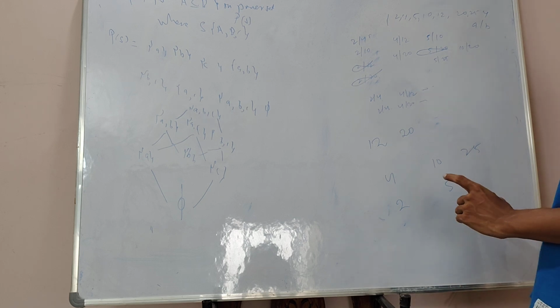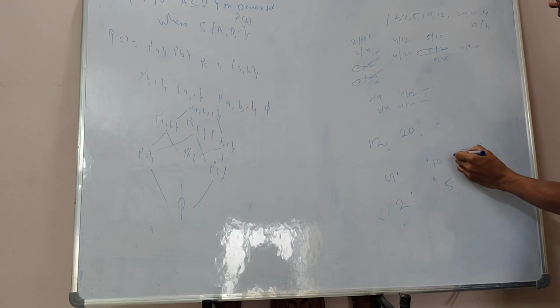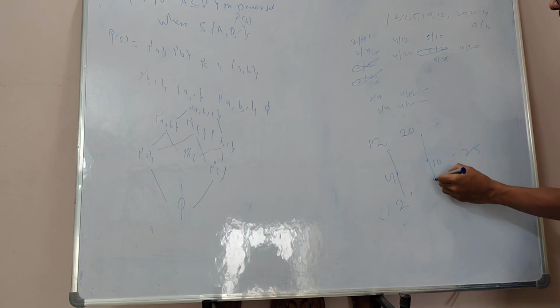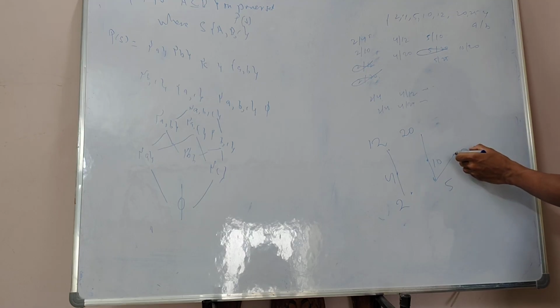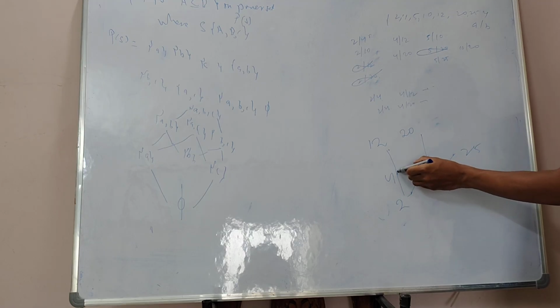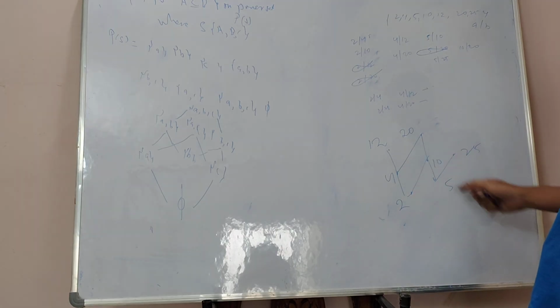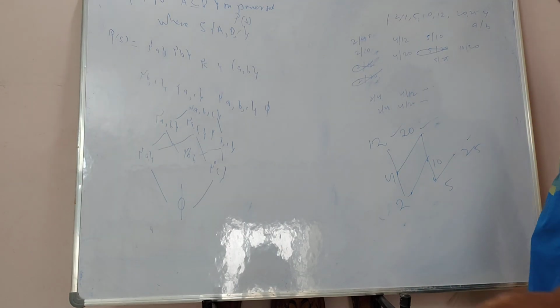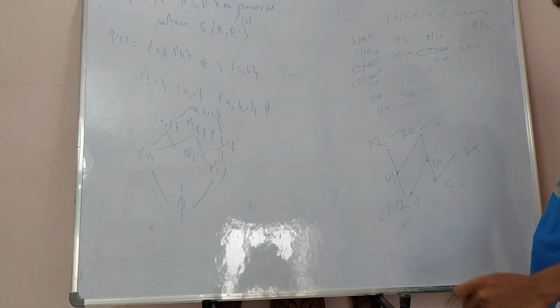So now I can make accordingly like this, right? So this is given as this, right? So maximal elements are 12, 20, 25 and minimal elements are 2 and 5, right?